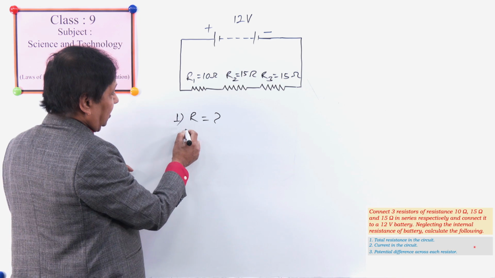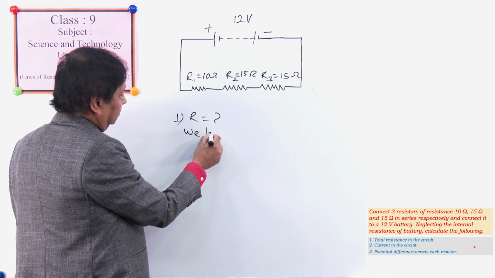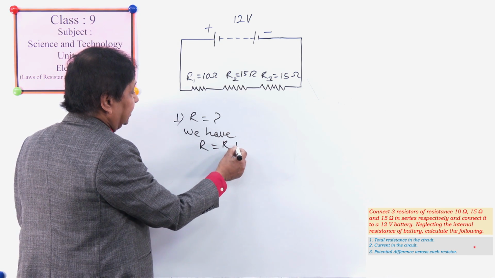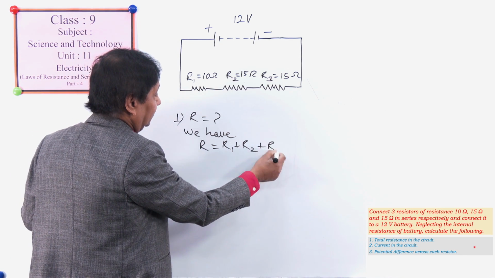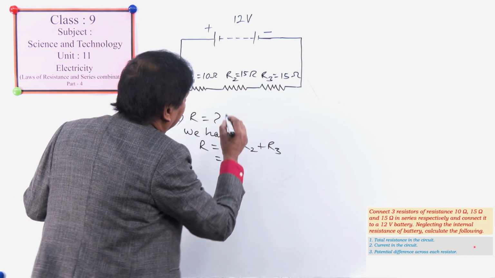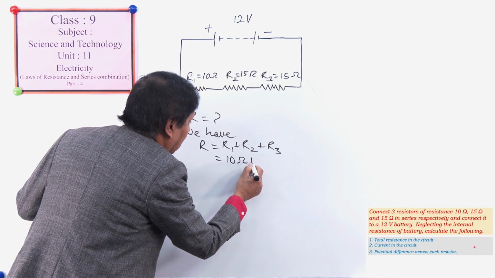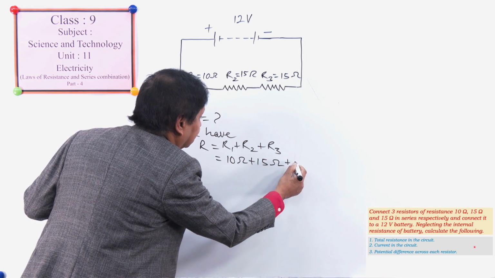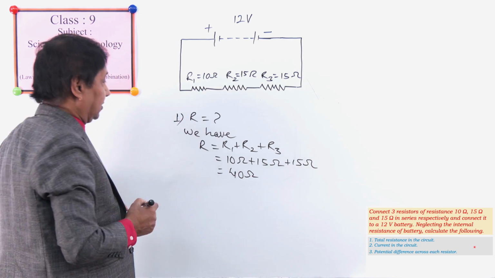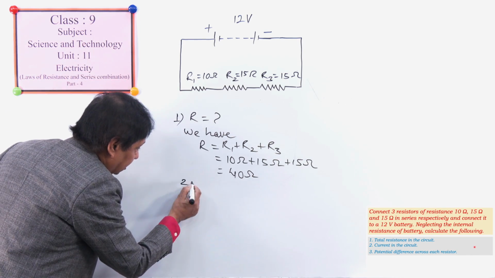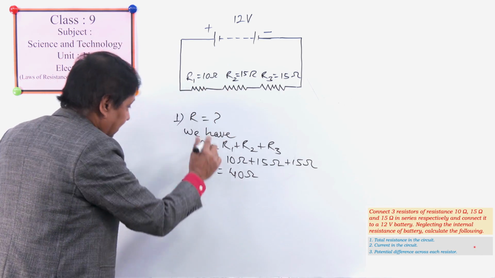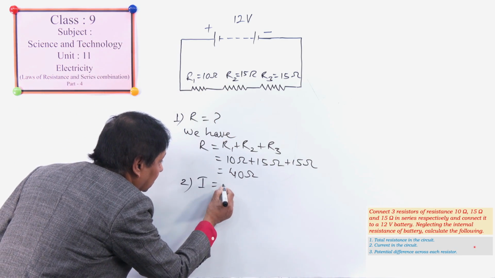How can we get this? We have total resistance equal to the sum of the resistance of each resistor in series combination. That's why this is equal to what? 10 ohm plus 15 ohm plus 15 ohm, and this is equal to 40 ohm. This is total resistance. And what is question number 2? Current in the circuit.